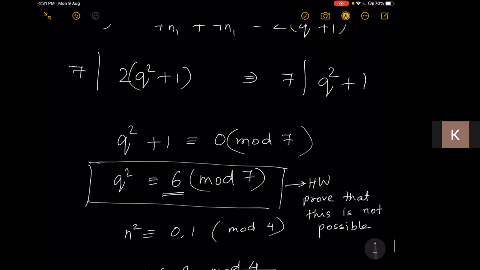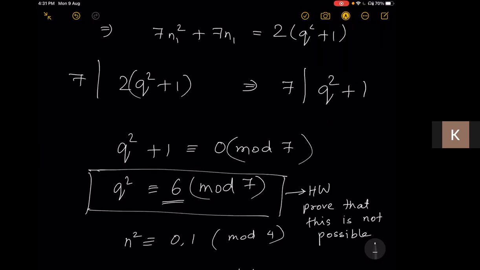Similarly, you have to show that q square can never be 6 mod 7. This is not possible. And if this is not possible, then our assumption was wrong, so hence proved by contradiction. You have to just show that this is not possible. That is your homework.